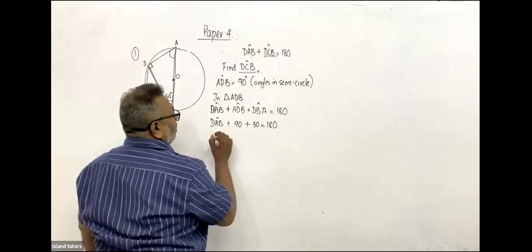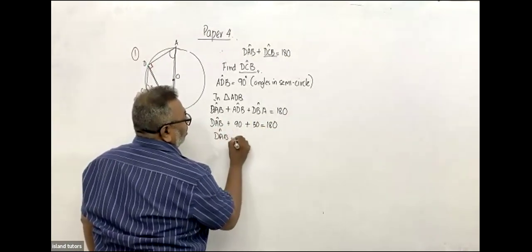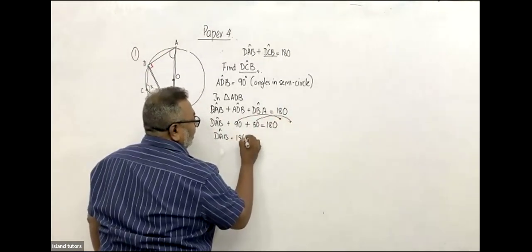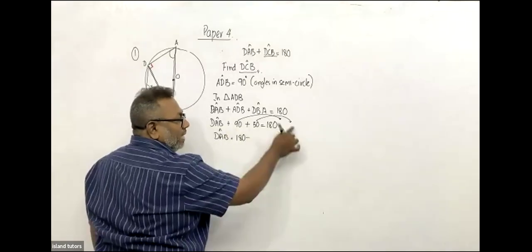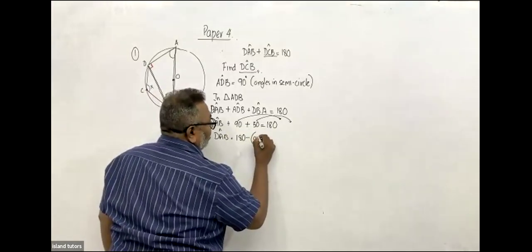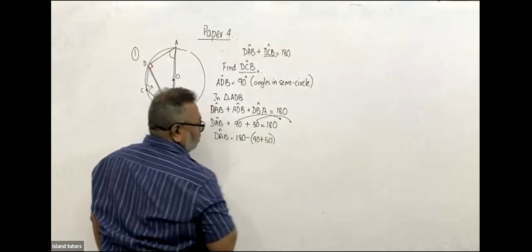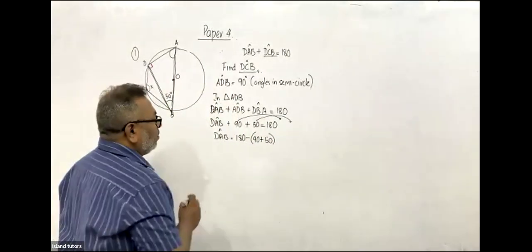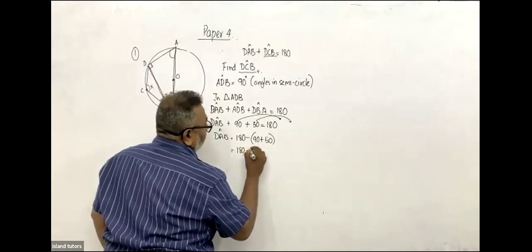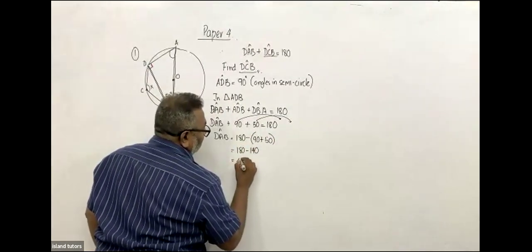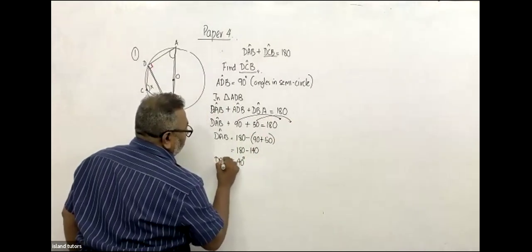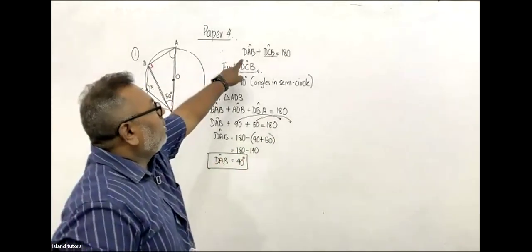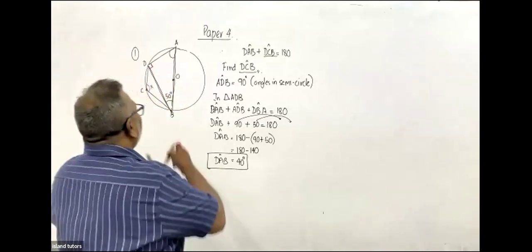So find DAB. DAB angle therefore is equal to, you're going to take the 90 to this side, 50 also to this side. So 180 minus 90 comes here, 50 also comes here. So 90 plus 50, how much are you getting? 180 minus 140, which is 40 degrees. That is DAB angle. Yeah, DAB angle is going to be 40 degrees.